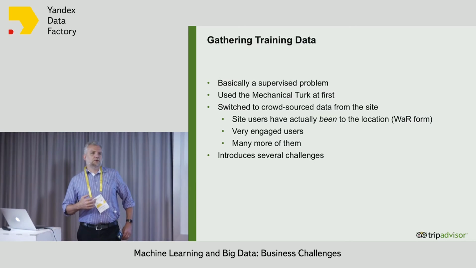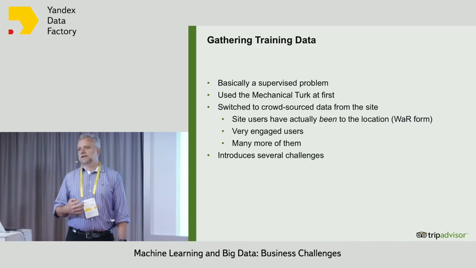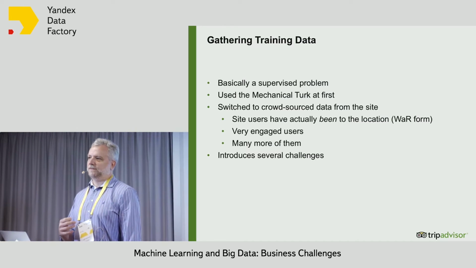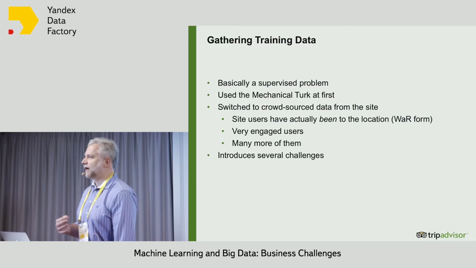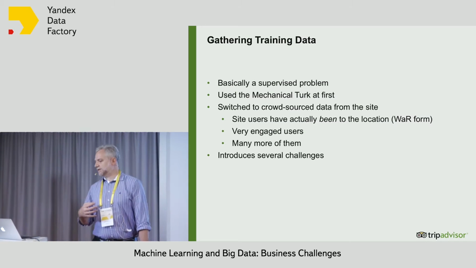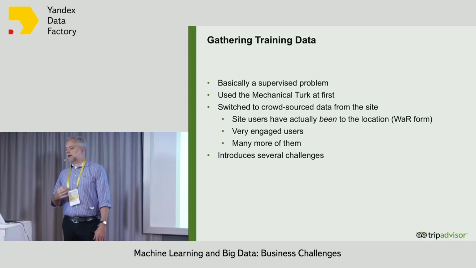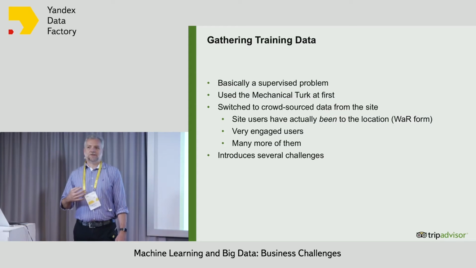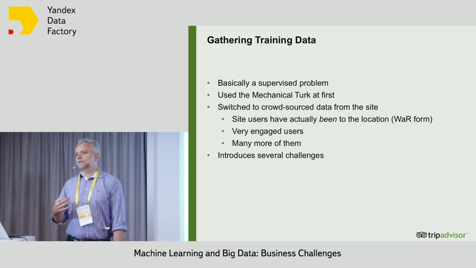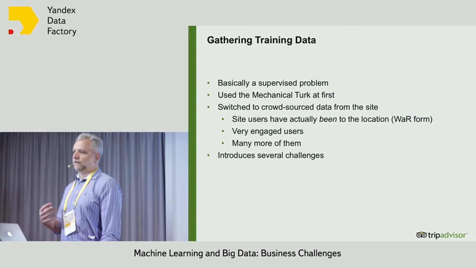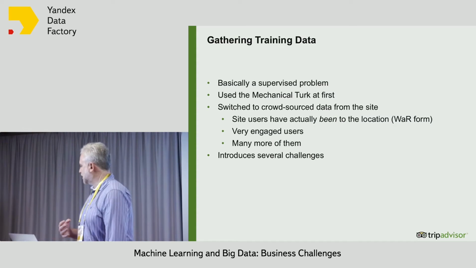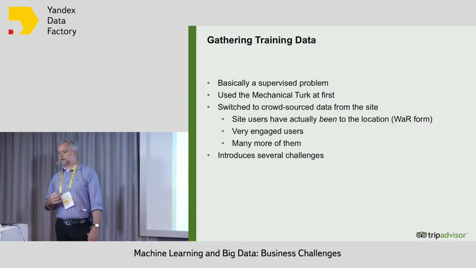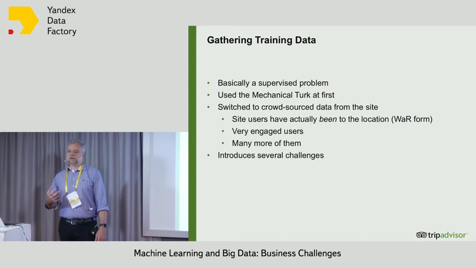Okay, so how do we gather the training data? Basically, tagging is a supervised problem. As I mentioned, we use a semi-supervised algorithm, but it is a supervised problem at its core. And when we were first beta testing these tags on the site, we used Mechanical Turk to put together a gold data set that we can use to train on and get these things up and running very quickly.